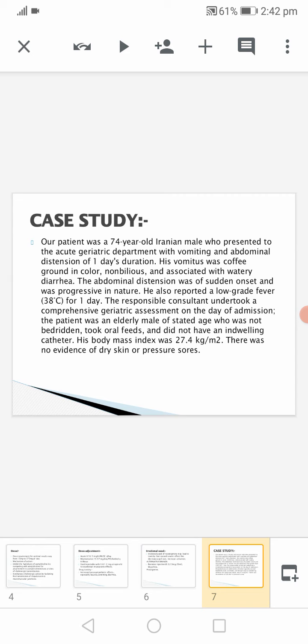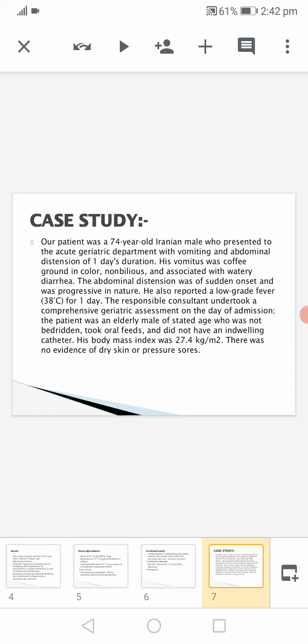The abdominal distension was of sudden onset and was progressive in nature. He also reported a low-grade fever for 1 day. The responsible consultant undertook a comprehensive geriatric assessment on the day of admission.